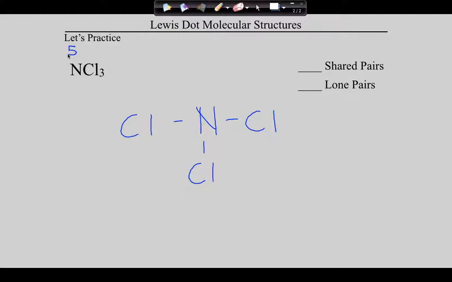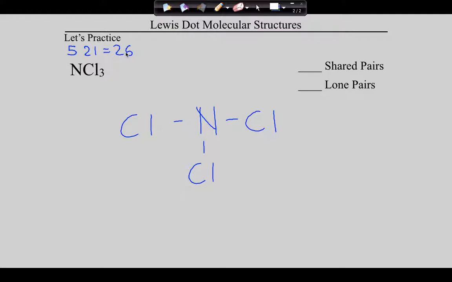Now, guys, how many dots does chlorine have? 7. It's a halogen, but you'll notice that there's 3 of them, so that gives us 21. Did that make sense? 3 times 7. Okay, now, guys, what you're going to do is add those up, and that totals to 26. So now we've done step 2, we've counted the total electrons.